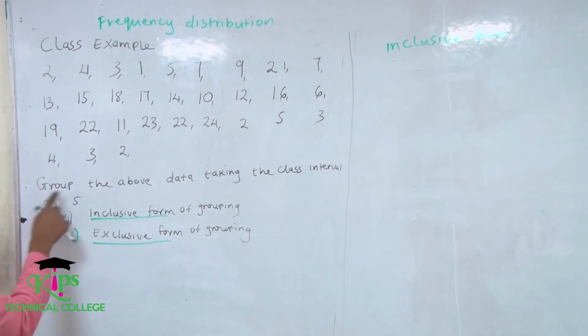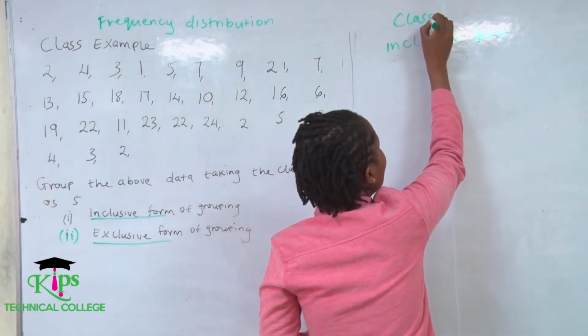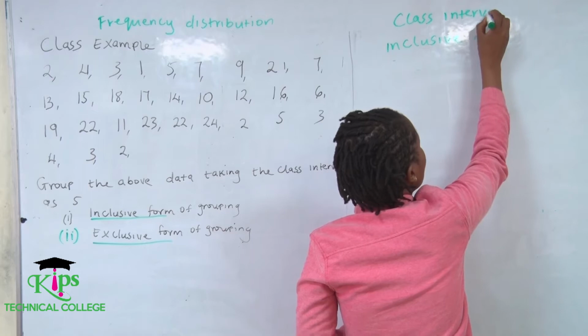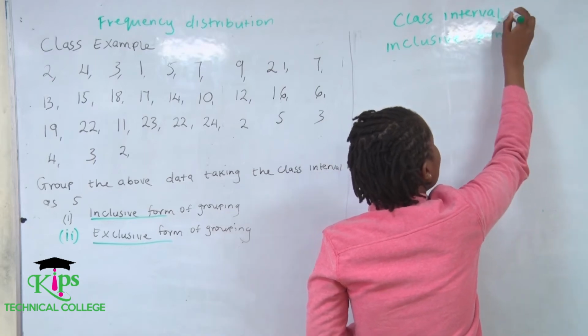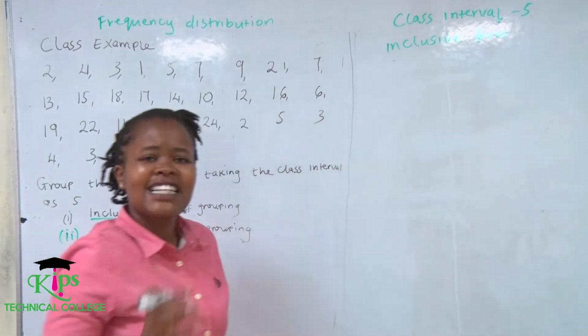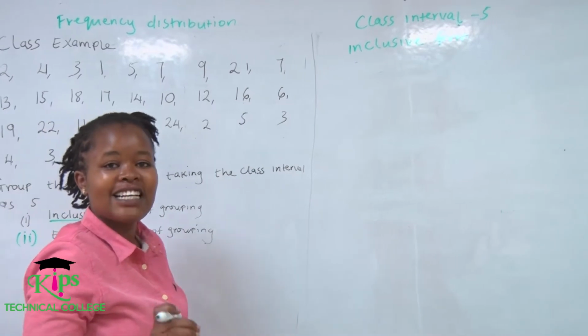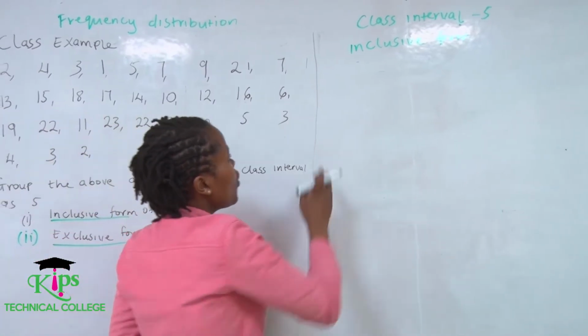Our question is: group the above data taking the class interval as 5. So the class interval is 5, meaning each and every class that we are coming up with should have 5. Each and every class should have 5. So let me show you.